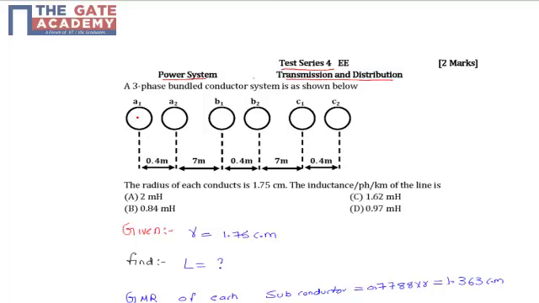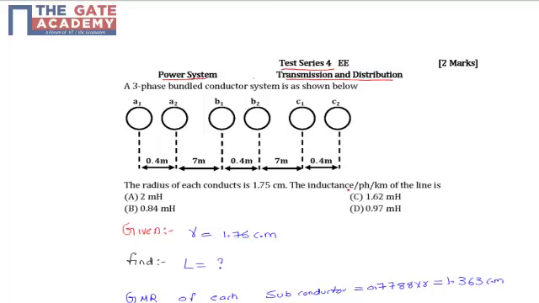The distance from conductor A1 to A2 is 0.4 meter, B1 to B2 is 0.4 meter, and C1 to C2 is 0.4 meter. From A2 to B1 the distance is 7 meters, and B2 to C1 is also the same, that is 7 meters. The radius of each conductor is given as 1.75 centimeter.